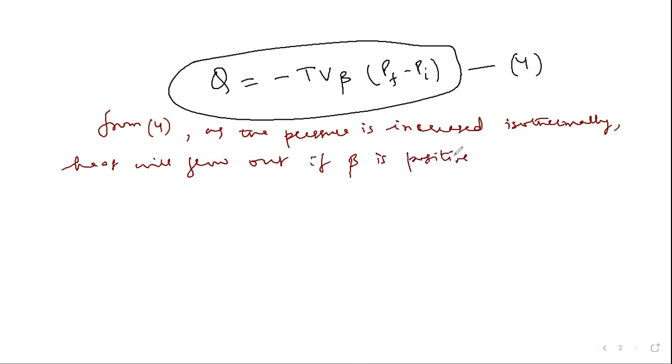Why so? If beta is positive, TV is always positive, and you increase pressure, this Pf minus Pi is positive, Q will be negative. And remember our sign convention, negative Q means heat is flowing out of the system. So the conclusion is, if the pressure is increased isothermally, heat will flow out if beta is positive, right?